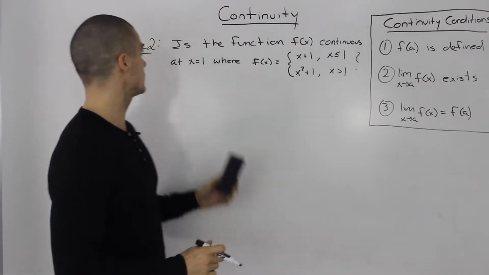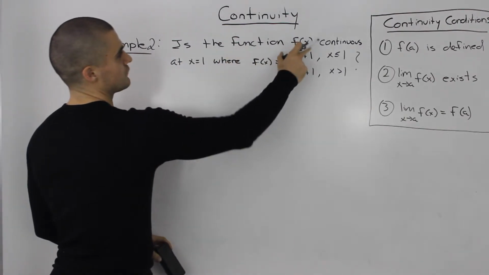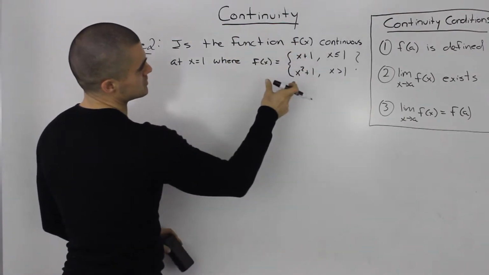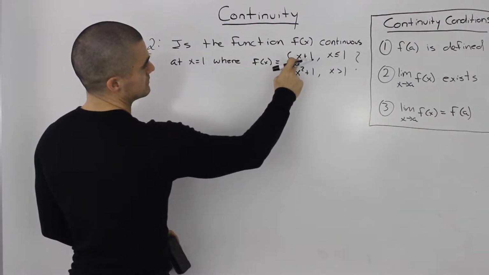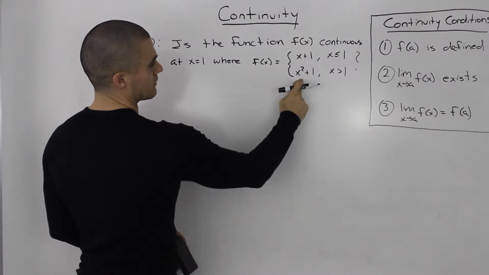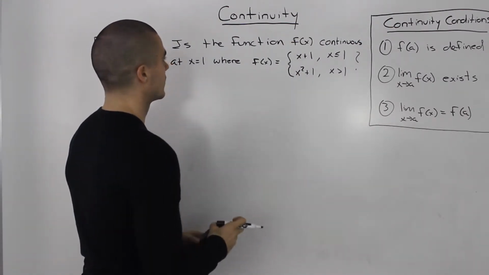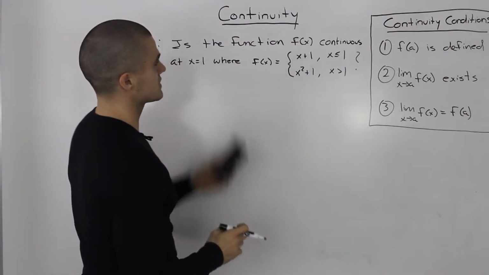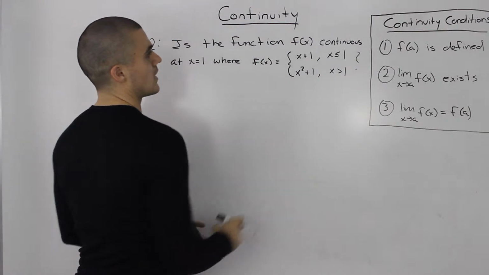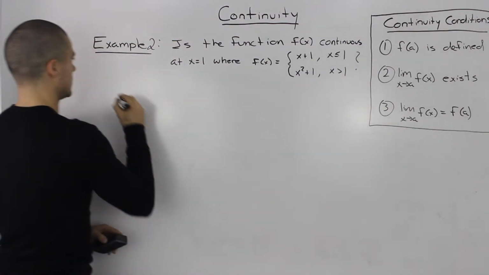Okay, so example 2 for continuity. Is the function f of x continuous at x equals 1, where f of x is a piecewise function? The left piece is x plus 1 when x is less than 1, and the right piece is x squared plus 1 when x is greater than 1. They're asking whether a function is continuous or not, so we have to prove these three conditions.